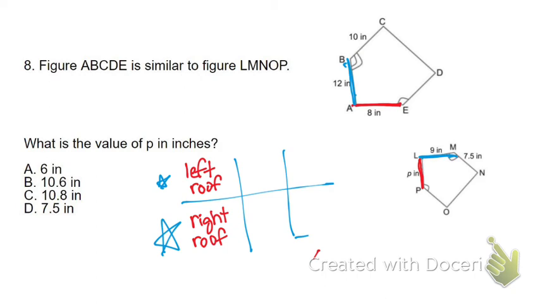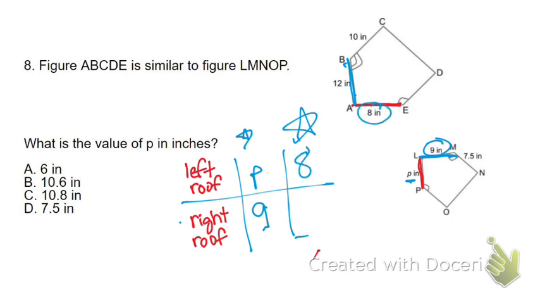So the left roof of the small shape is a P. Actually, I'm going to put my small shape here and the large shape up here. Sorry, I wrote those in the wrong spot. Okay, now the right side of the roof of the small shape is a 9. And the big shape up here, the left side is an 8. The right side is a 12.